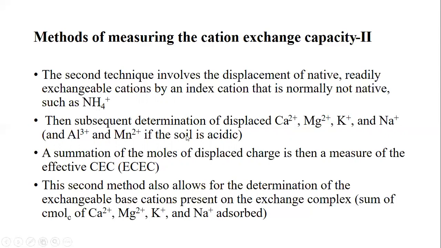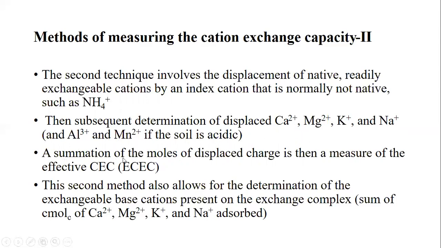Then comes the subsequent determination of the displaced calcium, magnesium, potassium, sodium, and aluminum, if the soil is acidic. If it's not acidic, then we determine mostly the others in the solution we displaced. So we take ammonium, we let it displace all the cations from the soil colloids. Then we collect them, determine each one of them, and add them together. That will give you what we call the CEC.